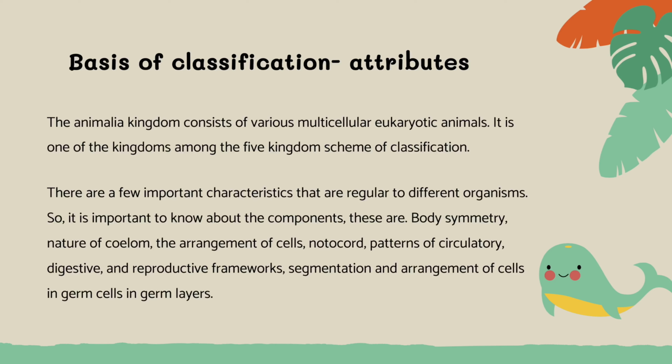I'm Renata Flores and I'm going to talk about the basis of classification and attributes. The Animalia Kingdom consists of various multicellular eukaryotic animals. It is one of the kingdoms among the 5 kingdom scheme of classification. There are a few important characteristics that are regular to different organisms, so it is important to know about the components. These are body symmetry, nature of the coelom, the arrangement of cells, notochord, the importance of circulatory, digestive, and reproductive frameworks, segmentation, and arrangement of cells in germ layers.